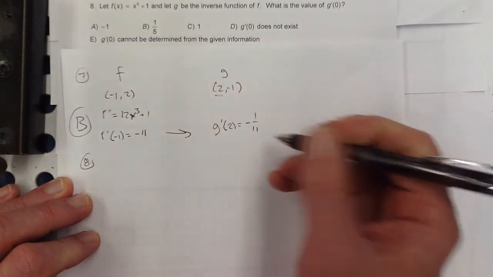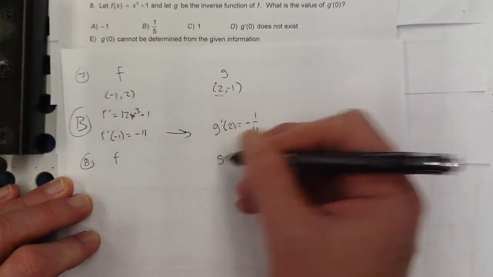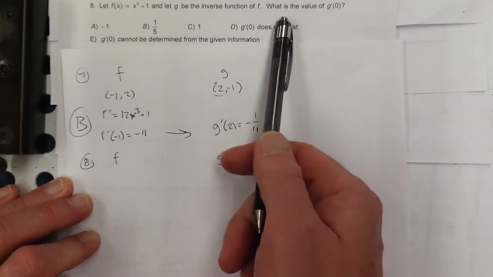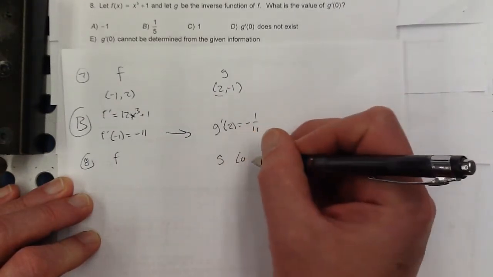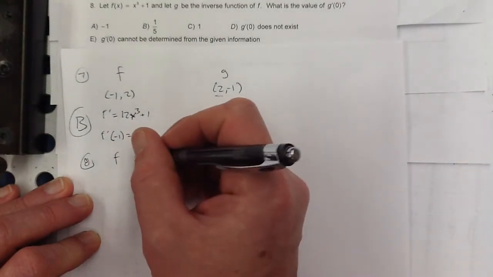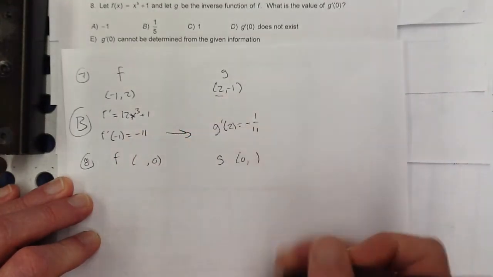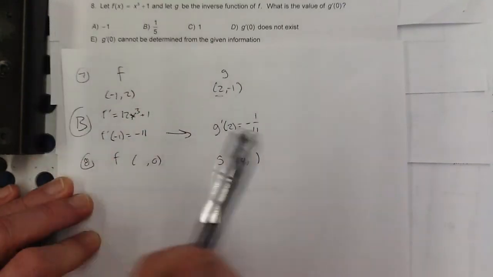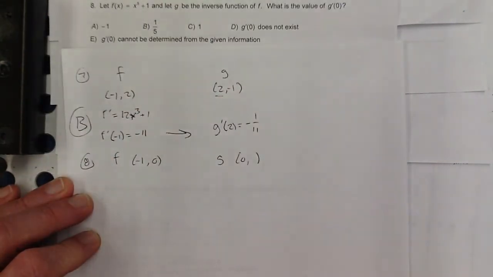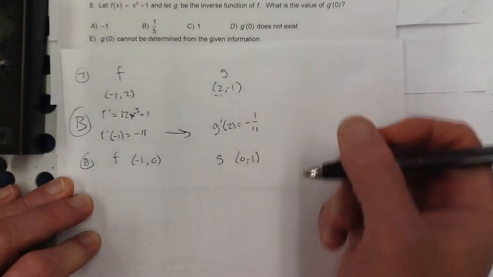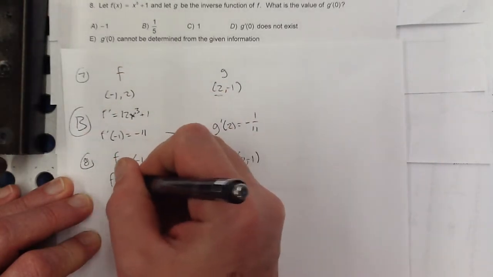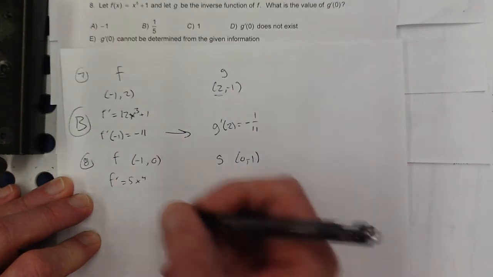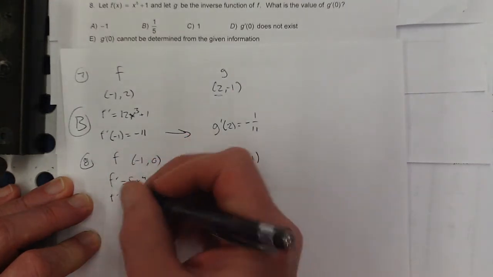G is the inverse function of f, so I got my f and g. What is the value of g prime of 0? So let's see, there's point 0 comma something here, which means there's a point something comma 0 here. Looks like negative 1 again is going to work for us. And so what is f prime? It's 5x to the 4th. What is f prime of negative 1?